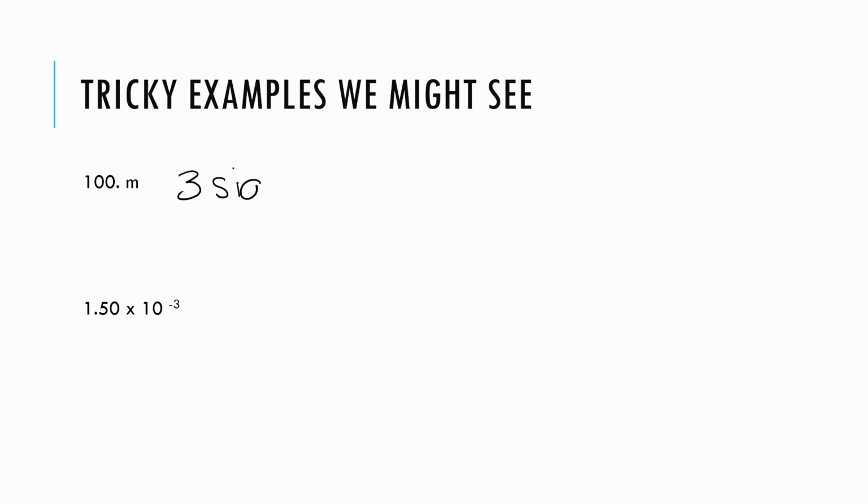We know that if it ends in a 0, then they might not be significant. It depends on if there's a decimal point, and in this case, that decimal point at the end makes those significant. In the case of if we just had 100 meters, well, then that would be 1 sig fig.